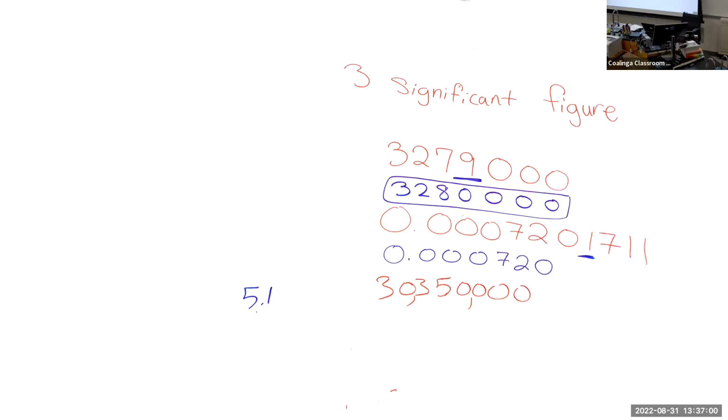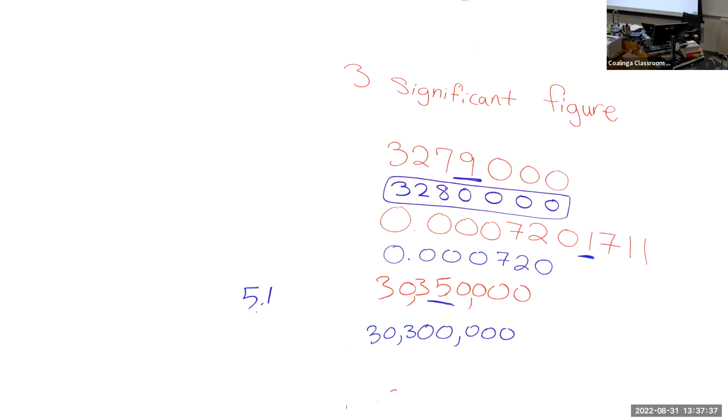Okay, now if we look at this one here, where's my line? Which number am I going to use to determine whether I'm rounding up or rounding down? The 5. Okay, so am I going to round up or am I going to leave alone? Okay, so my answer should be 3, 0, 3, 0, 0, 0, 0, 0. Everybody get that? Yeah.